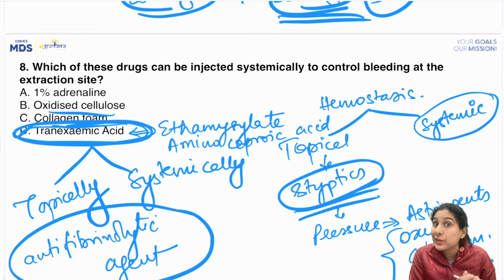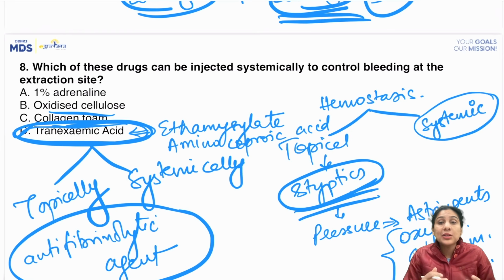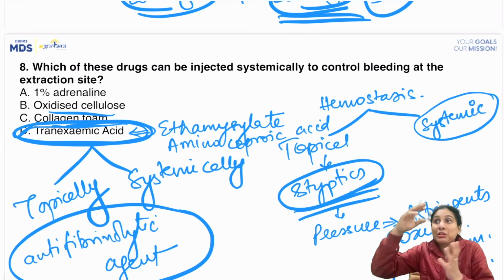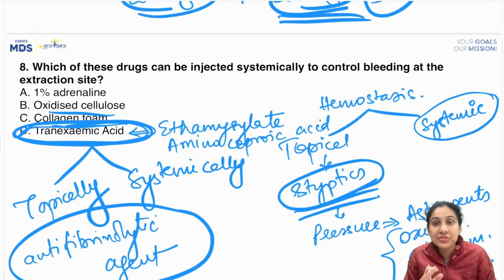So it can be used topically also, unlike so many other things, right? And you can load it in a syringe and give the patient some IV tranexamic acid also. Of course, you have to know the medical history of the patient. You should not have a clotting disorder. Otherwise, you will be inducing clotting. So medical history is very important.